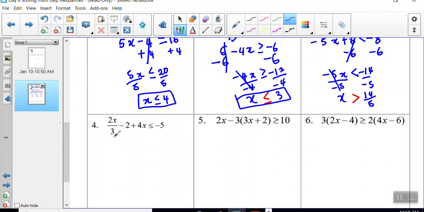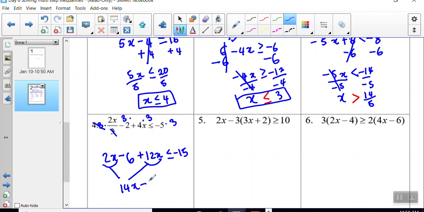Number 4, now you have a fraction. So you have to multiply everything by 3. When you multiply 3 times 2, it is 6x, but you are dividing by 3. 3 and 3 will be cancelled, so it's 2x. It's not 6x, it's 2x. 3 times 2 is 6, plus 4 times 3 is 12x, less than or equal to negative 5 times 3, which is negative 15. Now combine like terms 2x and 12x. You can combine them. So 14x minus 6 less than or equal to negative 15.